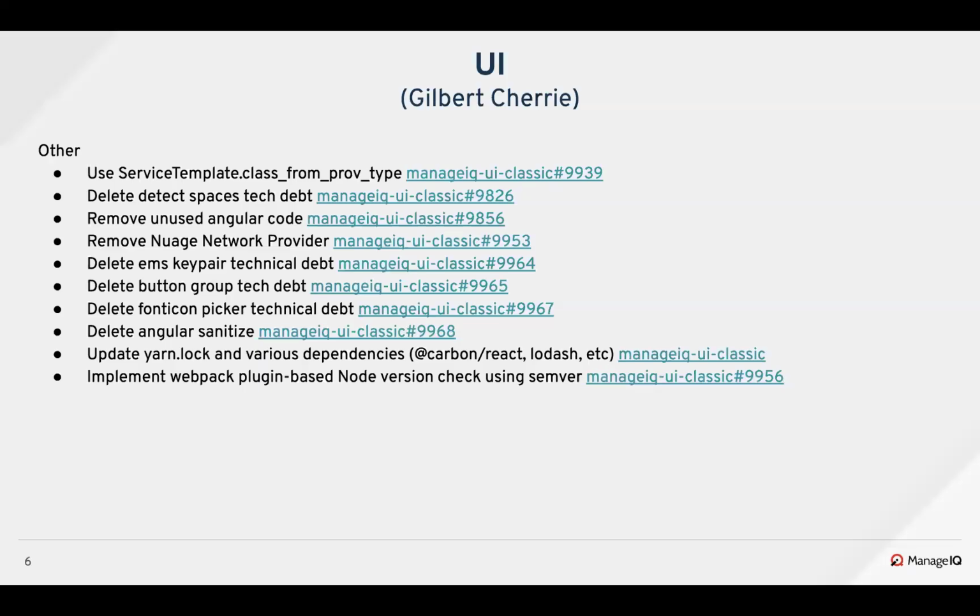For other PRs, Adam used service template class from prov type. I had a PR to remove the detect spaces tech debt. I also had a remove unused Angular code PR. Adam removed the Nuage network provider. Some more tech debt PRs I had were the EMS key pair, button group, and font icon picker, and Angular sanitize.